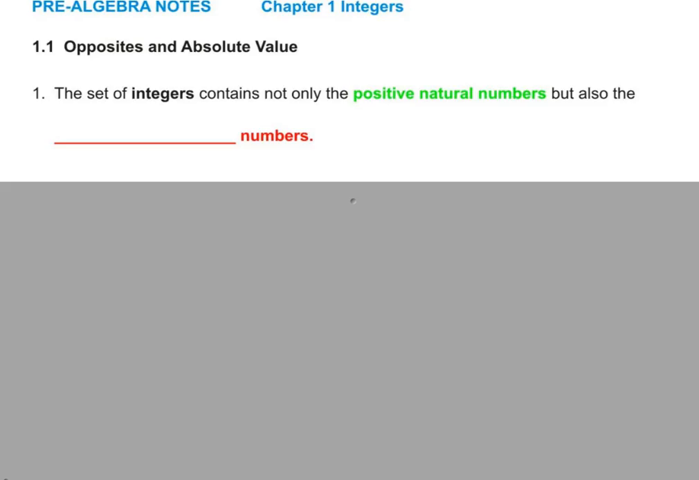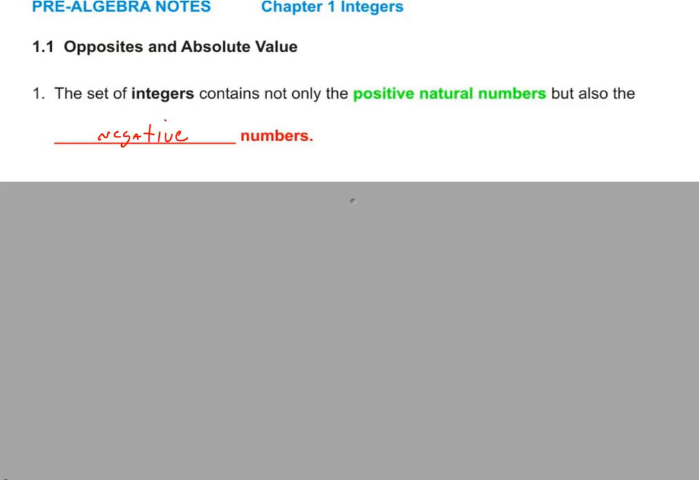All right, so the first lesson is really just getting us going. The first thing is the idea of opposites and absolute value. And in math, remember, everything builds. So we're going to build. We're making a building, and so we've got to lay a foundation. The set of integers contains not only the positive natural numbers, but also the negative numbers.